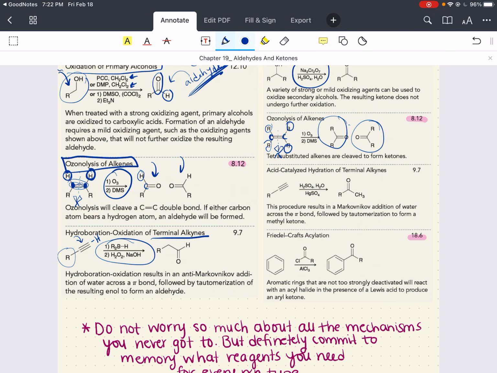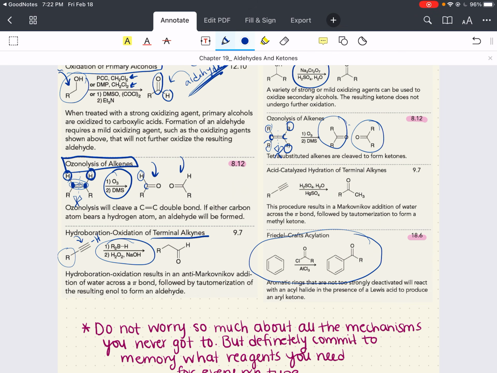And last but not least, we also have Friedel-Crafts acylation, where we can add a ketone to an aromatic ring to produce an aryl ketone. And we just covered this mechanism already in Organic Chemistry 2, and we have a video about this if you want to refresh your mind on Friedel-Crafts acylation.